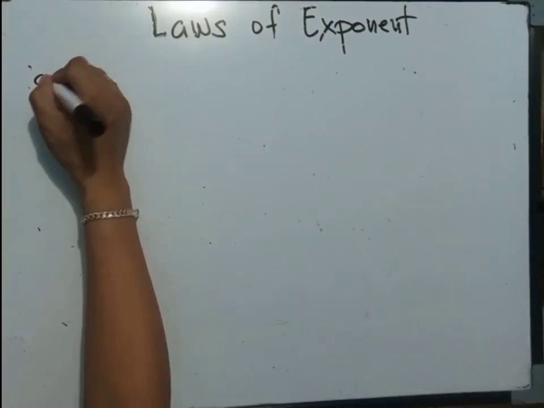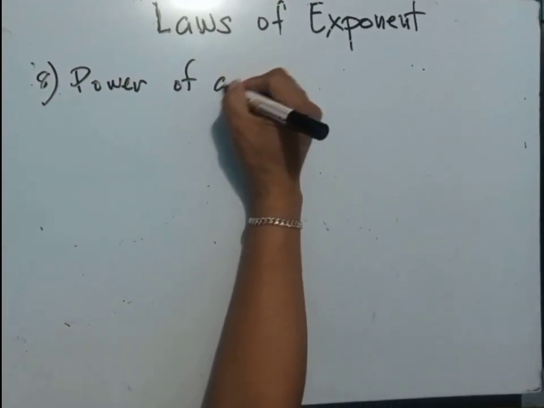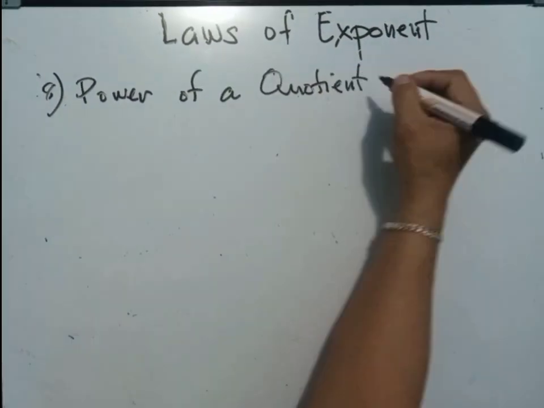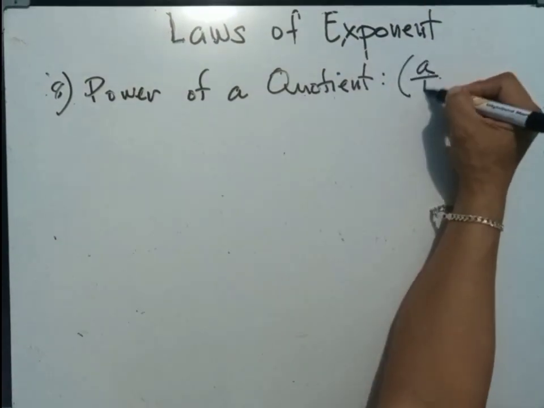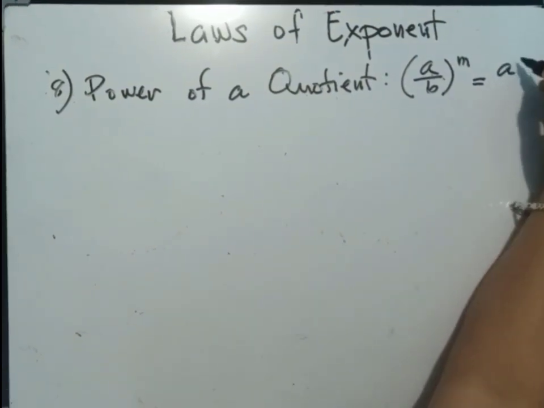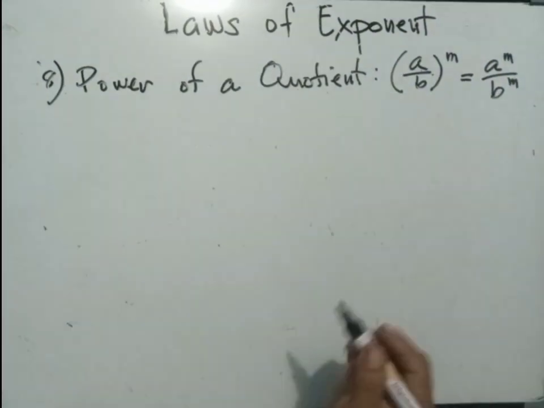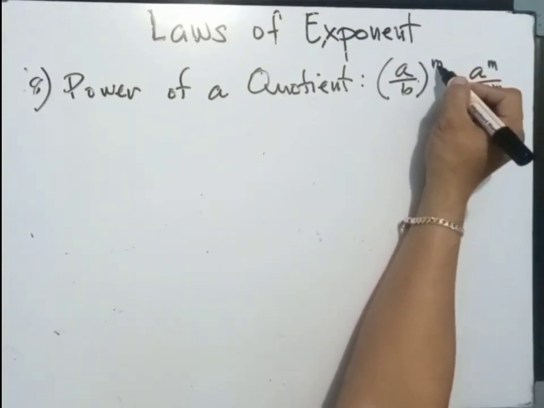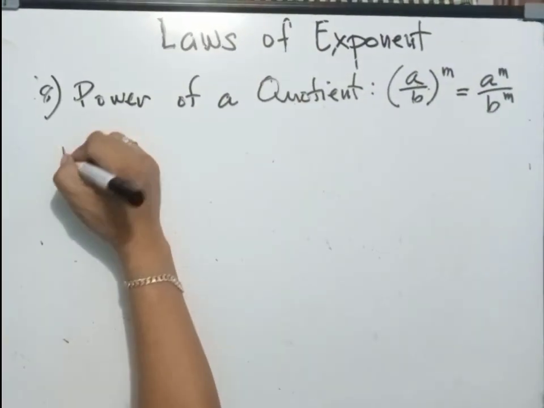And last law of exponent is power of a quotient. It states that the quantity of A over B raised to M is equal to A raised to M over B raised to M. Parang yung kanina lang sa power of a product, i-distribute lang natin yung exponent sa bawat numerator and denominator.